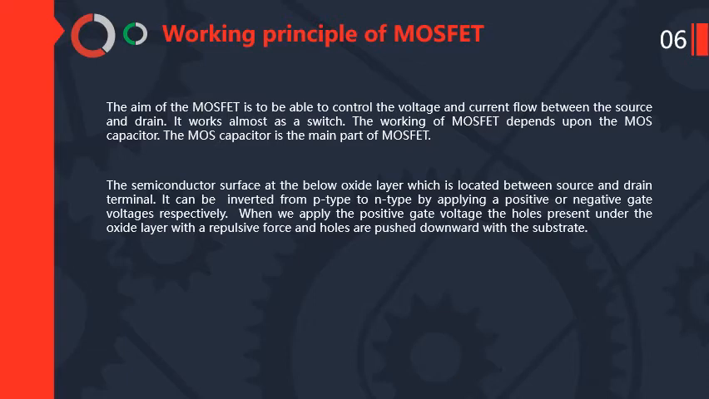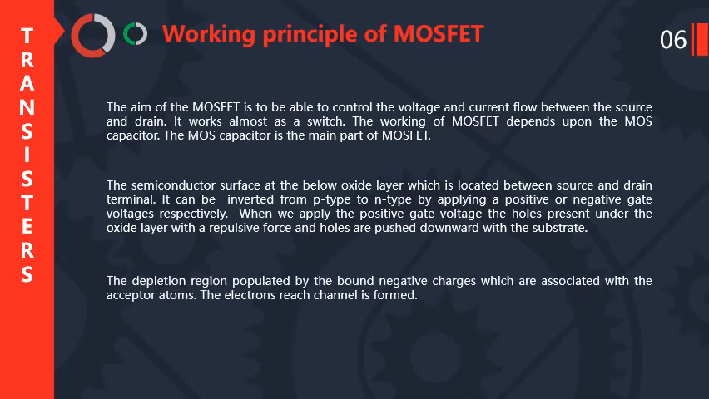When we apply the positive gate voltage, the holes present under the oxide layer are pushed downward into the substrate with a repulsive force. The depletion region is populated by bound negative charges which are associated with the acceptor atoms. The electron channel is formed.